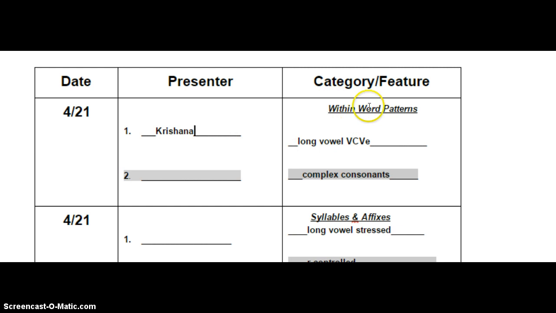So if you're interested in within word patterns and the long vowel CVCE pattern, or complex consonants, then you would sign up for one of these, and you would just type your name and make sure you know which category you're teaching. So you can see I even highlighted so you know if I sign up on number 2, then that means I'm wanting to teach about complex consonants.